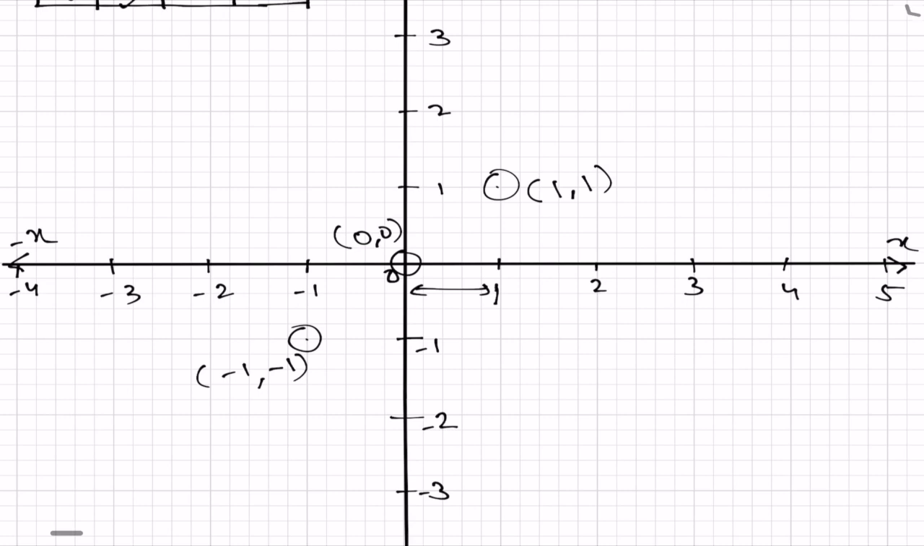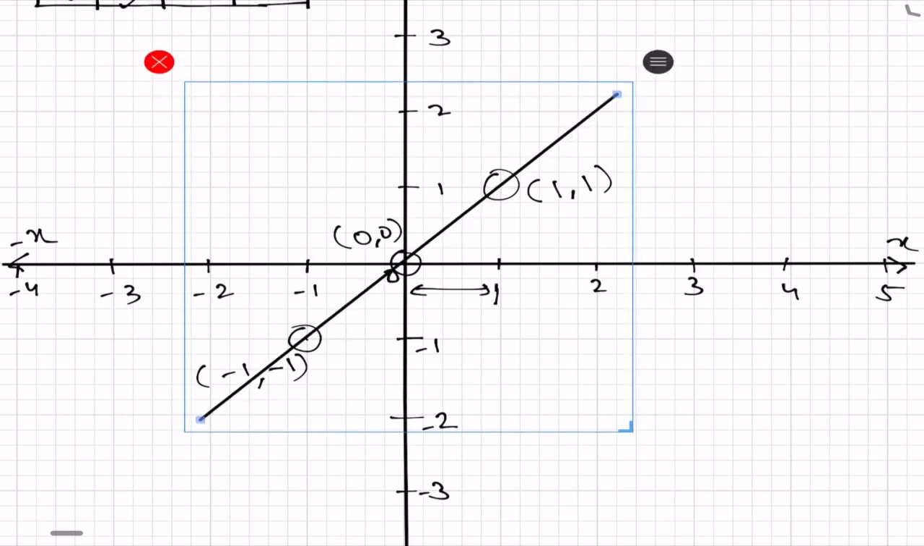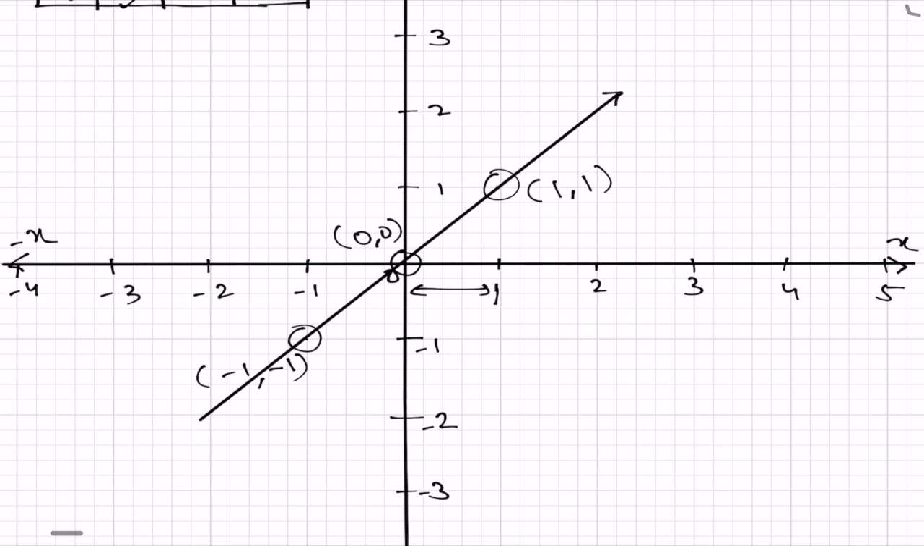Now we have to use a scale to join these points. Even for drawing the x-axis and y-axis you have to use a scale. With the help of the scale, you will join these 3 points and we will get this graph. On the line you have to put arrows at the ends of the line and write down the equation y is equals to x on that line. So this is the graph of y is equals to x.